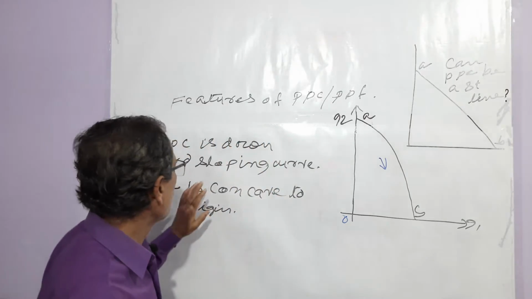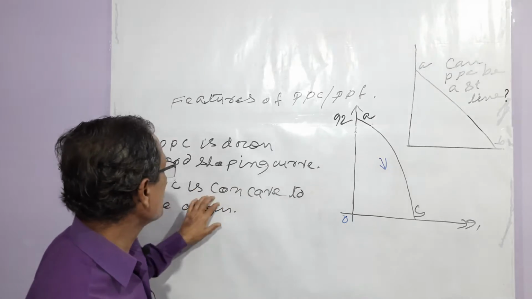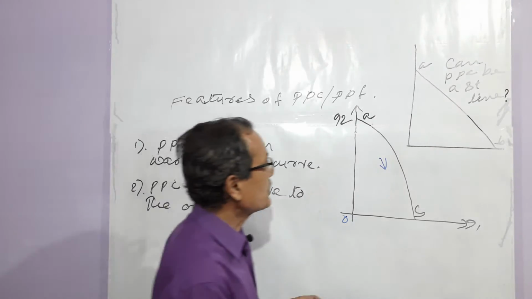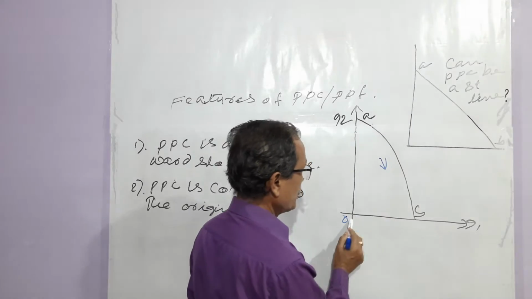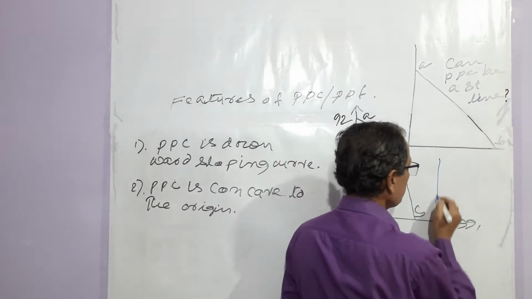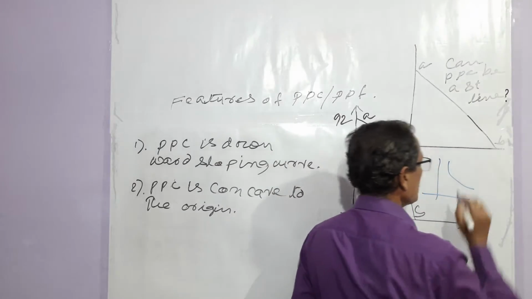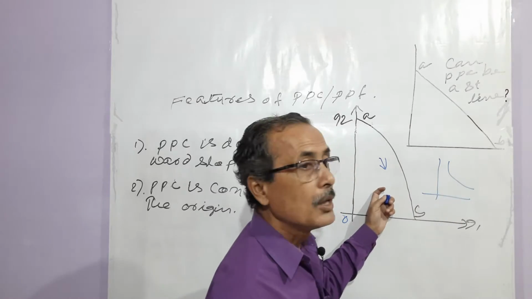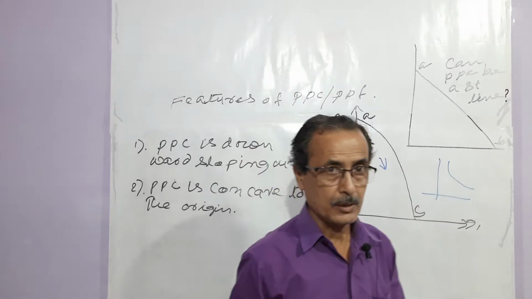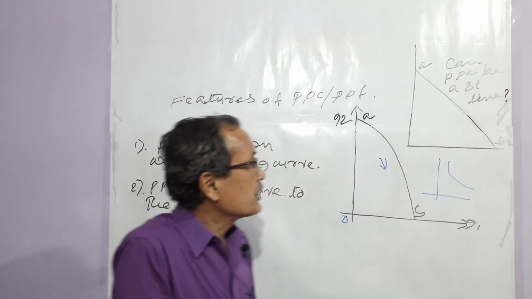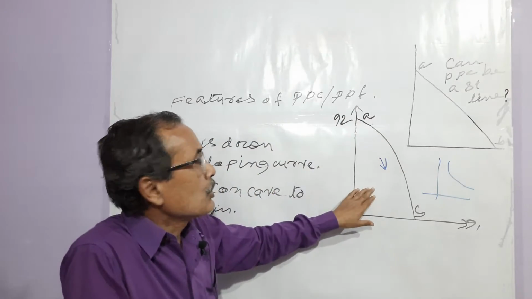Clear? The second point is that PPC is concave to the origin. Concave means this is your concave to the origin. To understand it more clearly, this curve is convex to the origin, but this is your concave to the origin.